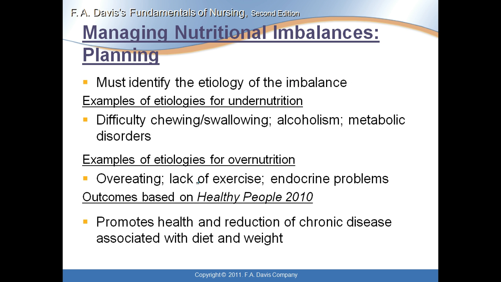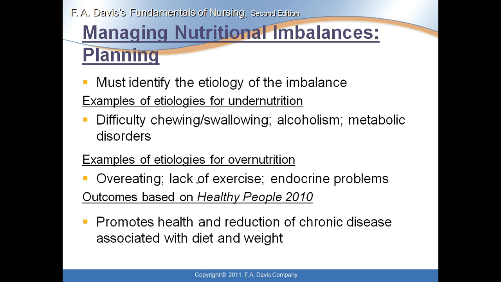Managing nutritional imbalances for planning. Must identify the cause of the imbalance. Examples of reasons for undernourishment is difficulty chewing or swallowing. Again, you'll put them on some sort of mechanical soft or pureed diet. Alcoholism. People who are alcoholics tend to drink all their meals. And there's lots of calories, but there's no nutrients in alcohol, obviously.